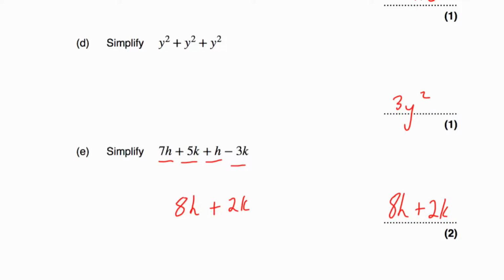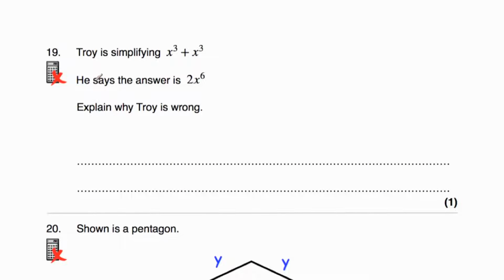Okay, let's have a look at our next question. Question number 19 says Troy is simplifying x cubed plus x cubed, and he says his answer is 2x to the power of 6. Explain why Troy is wrong. Well, he's adding together 1 lot of x cubed and another lot of x cubed. Then his answer should be 2 lots of x cubed. He's changed the power. He's changed the 3, the cube, to the power of 6. He's added those as well. And if you're adding terms with powers, such as an x squared and an x squared, you don't change the powers.